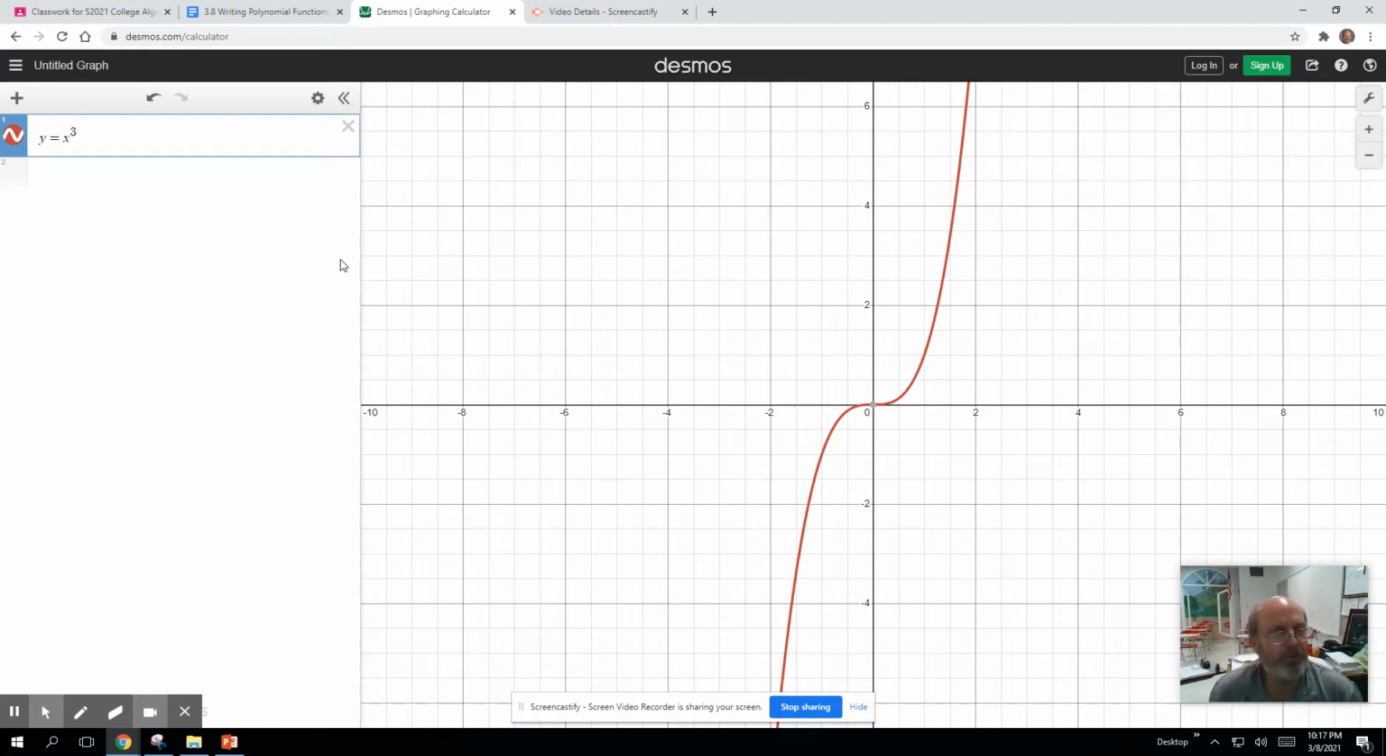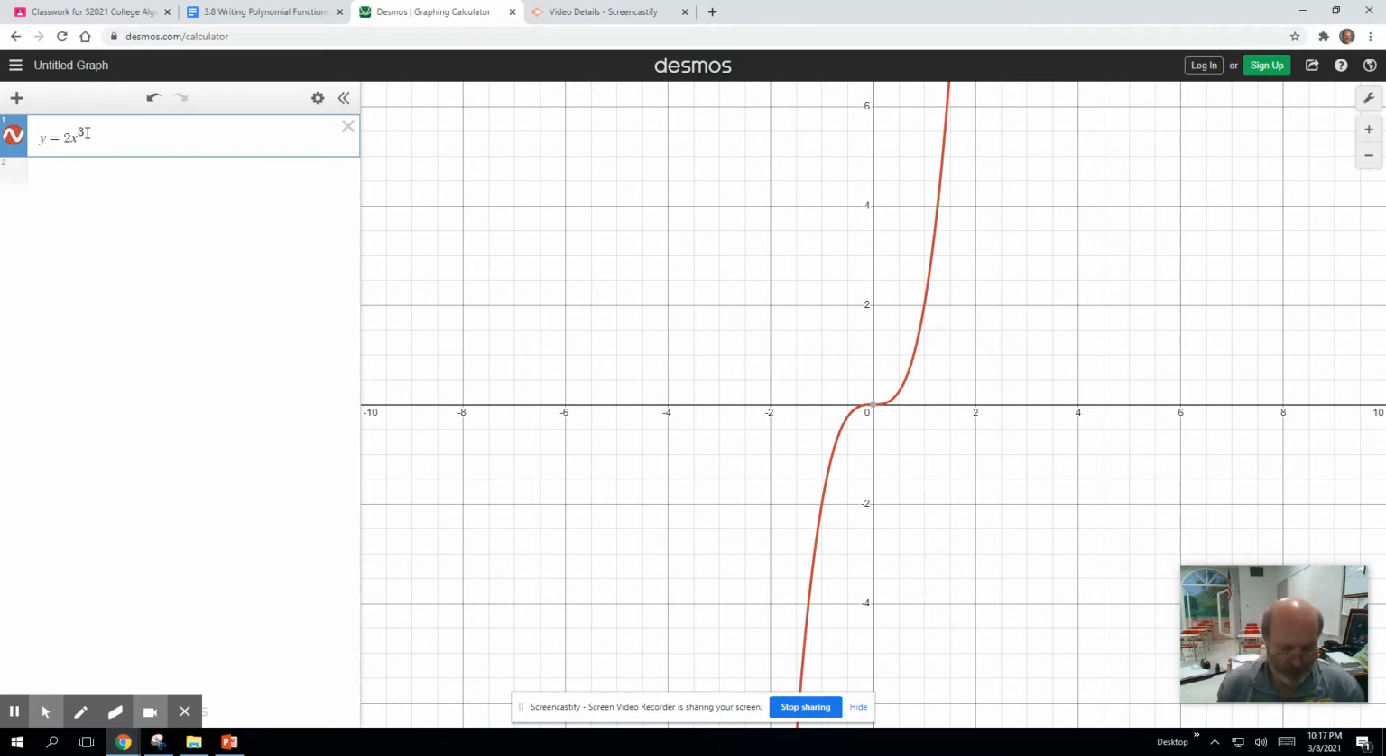So let's multiply this by 2, another positive number. So we see the positive leading coefficient didn't change the end behavior. Positive leading coefficient and odd degree still has, as x goes to negative infinity, y goes to negative infinity. As x goes to positive infinity, y goes to positive infinity.